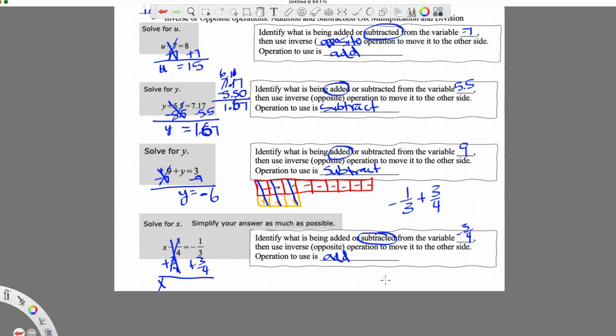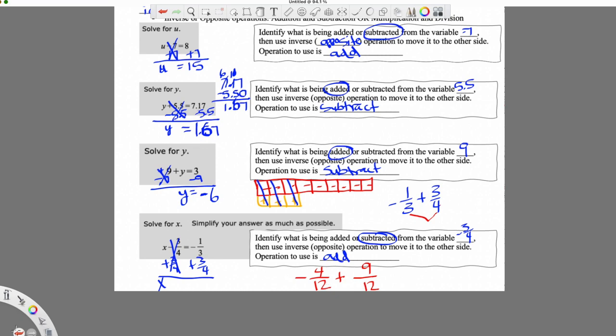To make them like denominators, the easiest way is to multiply the denominators together. So I have 3 times 4, and I get 12 and 12. This first one's still going to be negative. If I multiplied 3 times 4 to get 12, I want to do the same thing at the top: 1 times 4 is 4. And on this one, to make 4 into 12, I multiplied by 3, so I do the same thing on top: 3 times 3 is 9. Now I have the same size pieces.